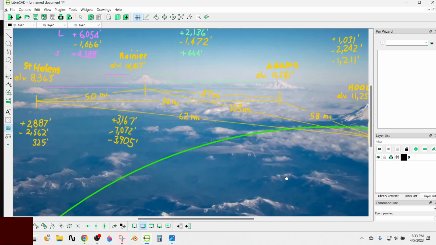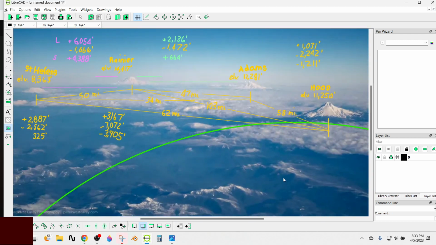Everything you're looking at in this photograph is on the plane. These two mountains, Adams and Helens, are on the same plane. One is 58 miles from Hood, the other one is 62 miles from Hood. Helens is 50 miles from Rainier. Adams is 47 miles from Rainier. Hood is 103 miles from Rainier. Adams and Helens are 34 miles apart.